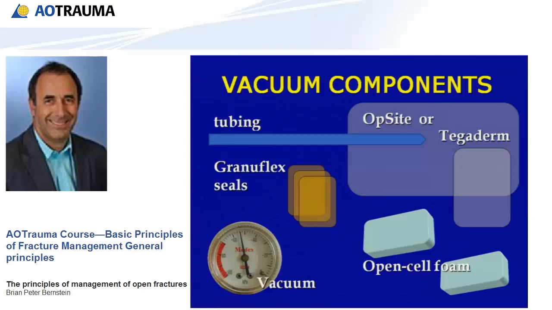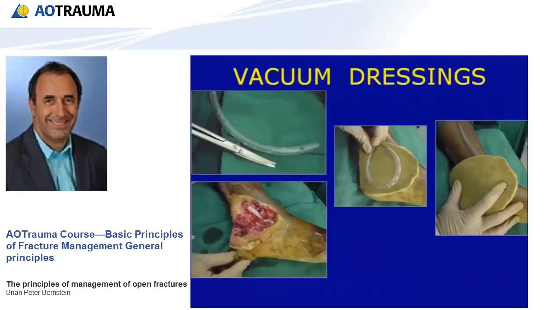You need simple tubing, some opsites or tegaderms, some open cell foam, and it can be furniture-grade foam, and a vacuum system. And that's all you really need. The Granuflex seals help if you're using exoskeletons nearby. And what you do is you take the tubing and you cut some holes into it. You clean the skin around here so that you can stick your opsite down. You put a piece of foam down.